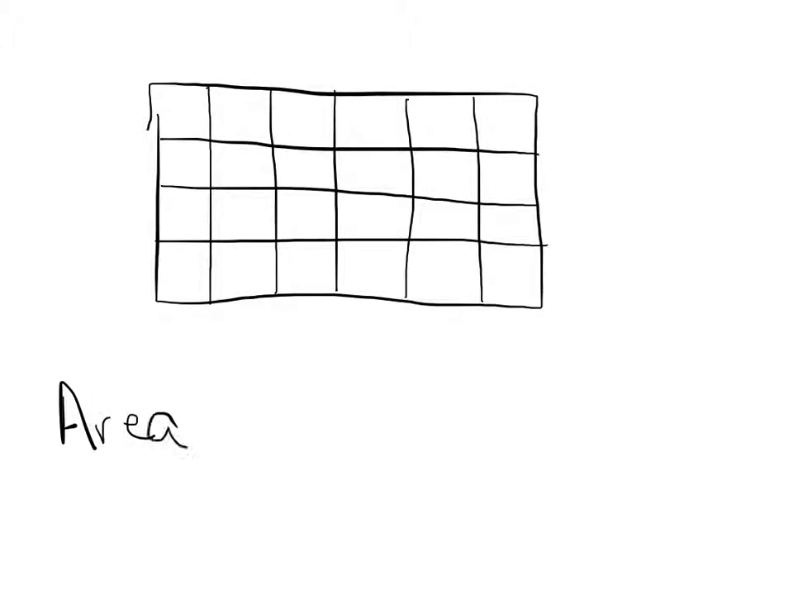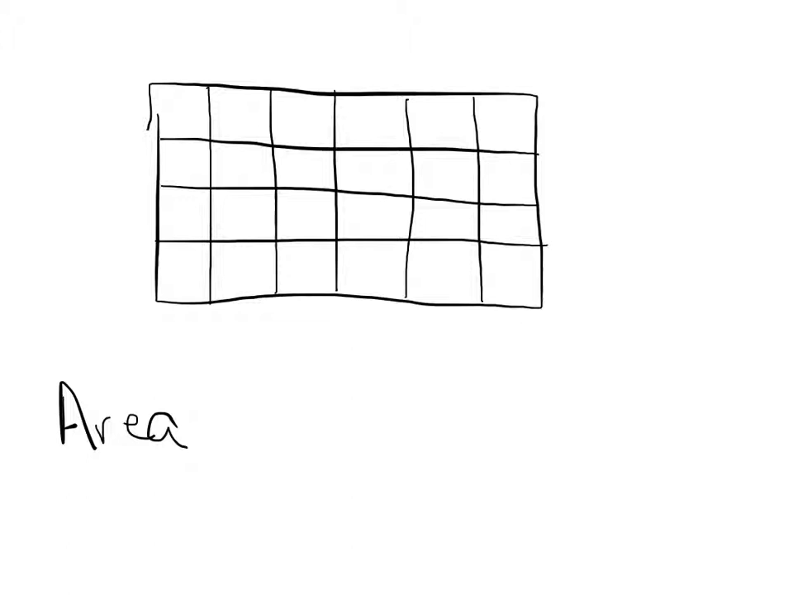We have squares inside the shape. Okay, so it's not perfect, but that's okay. So, when I'm finding area, you guys know that area is the amount of space that covers. So we are going to try to figure out what is the amount of space that covers this shape.